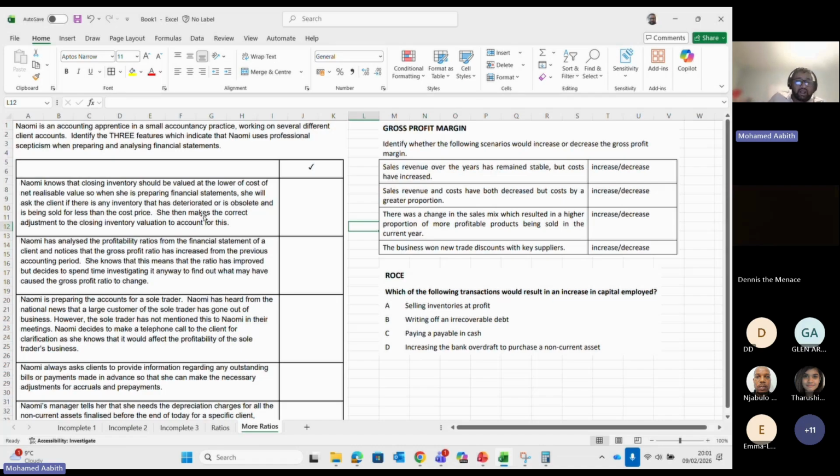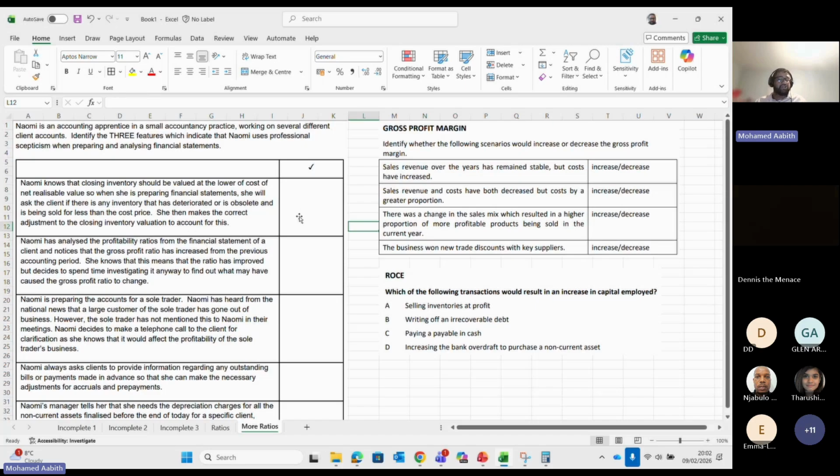Naomi knows that closing inventory should be valued at the lower of the cost or the net realizable value. So when she is preparing the financial statements, she will ask the client if there is any inventory that has deteriorated or is obsolete or is being sold for less than the cost price. Then she makes the correct adjustments to the closing inventory to account for this. This is absolutely important. Why? Otherwise my closing inventory will be overstated. If that is overstated, that is going to result in higher profit, which is obviously not correct.